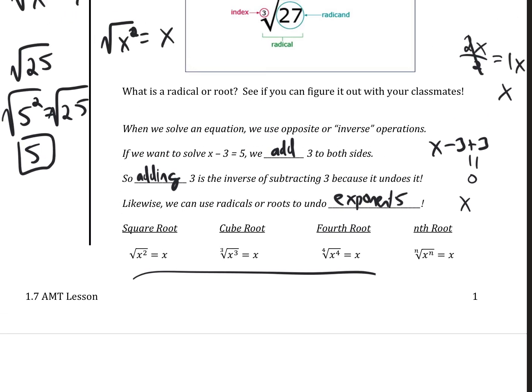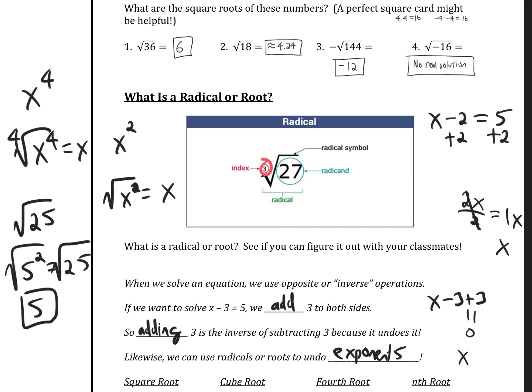So same thing with over here, okay? Up here we had the index. We have the radical symbol. The radicand is what's under the radical. And the radical is the whole thing, okay?